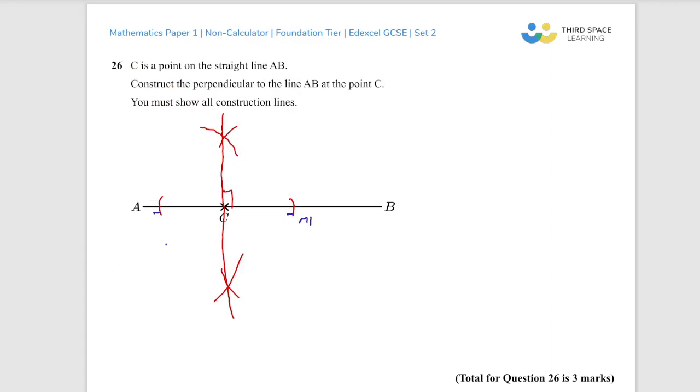M1 for attempt at two or more intersecting arcs, so M1 for that one or that one, and then an A1 for the correct line. There we go.